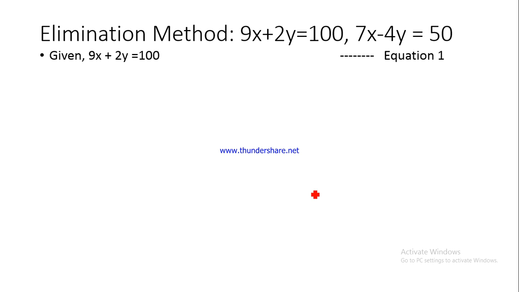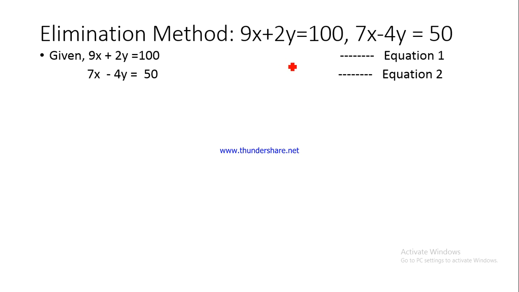9x plus 2y is equal to 100. Now this time we have a minus sign. 7x minus 4y is equal to 50. So this is the first equation, and then we have the second equation. Last time we eliminated y, but we need to understand what is easier for us. You can eliminate x also, you can eliminate y also. Depending on whatever is easier, you go for that particular option, right?